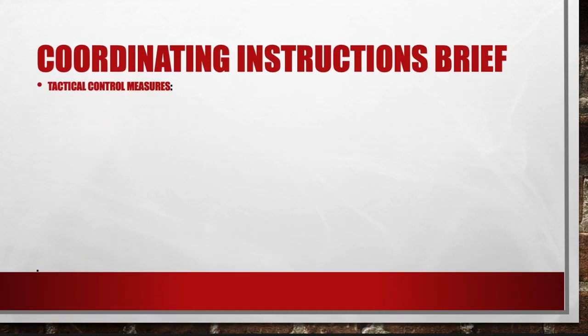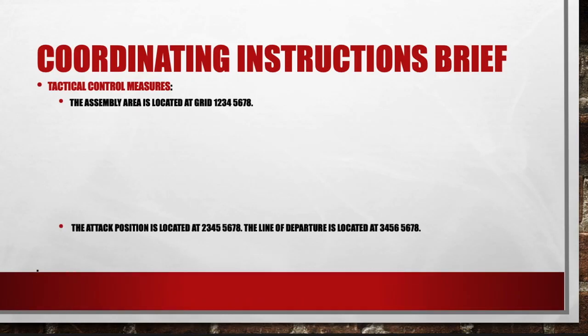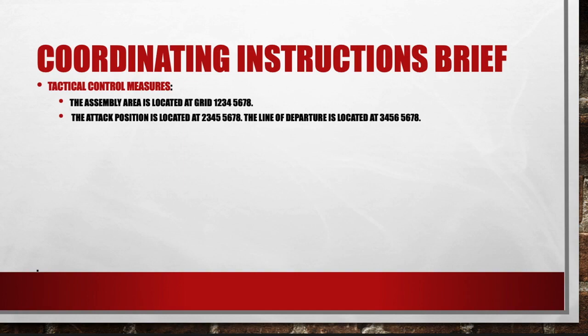Tactical control measures. The assembly area is located at grid 1, 2, 3, 4, 5, 6, 7, 8. I say again, grid 1, 2, 3, 4, 5, 6, 7, 8. The attack position is located at 2, 3, 4, 5, 5, 6, 7, 8. I say again, 2, 3, 4, 5, 5, 6, 7, 8. The line of departure is located at 3, 4, 5, 6, 5, 6, 7, 8. I say again, 3, 4, 5, 6, 5, 6, 7, 8.